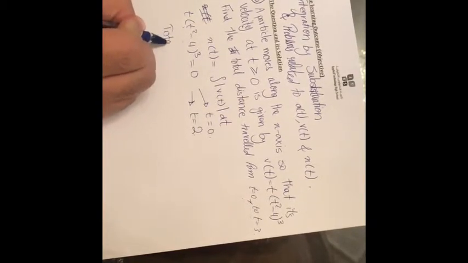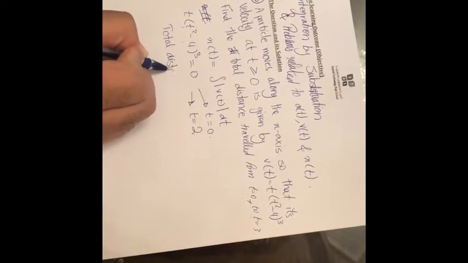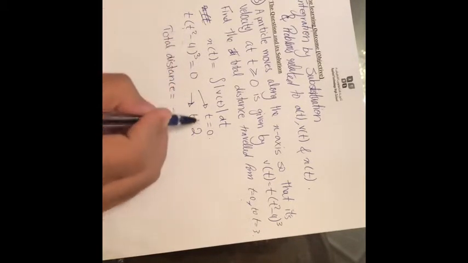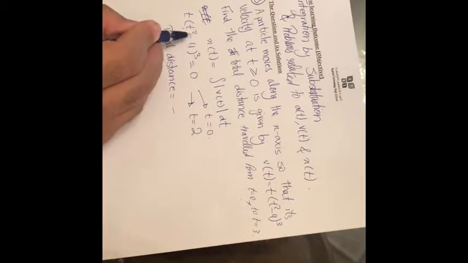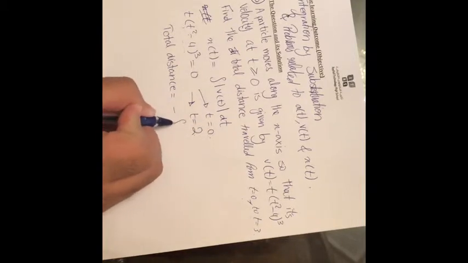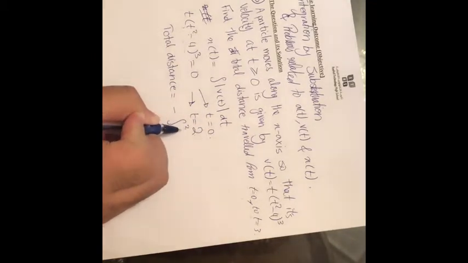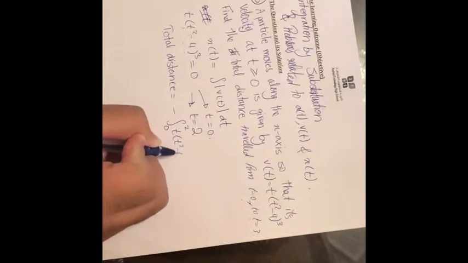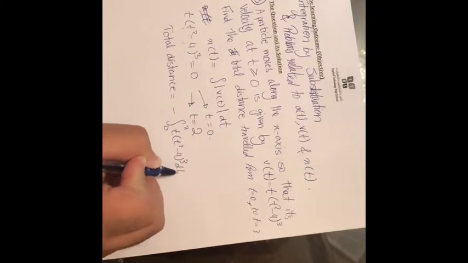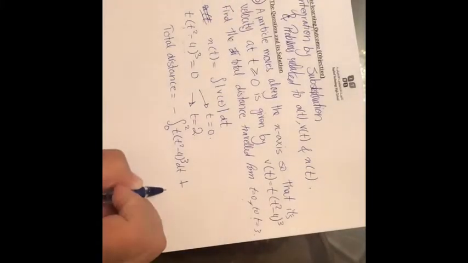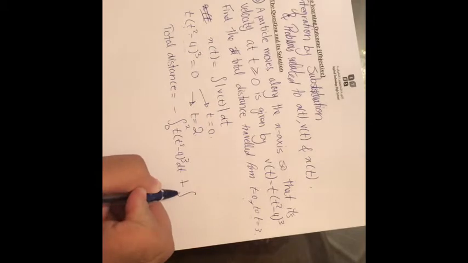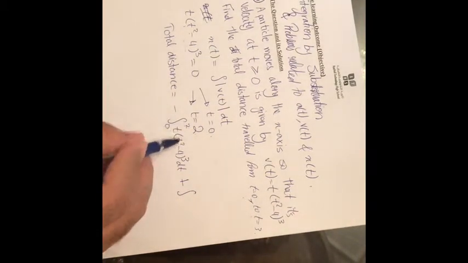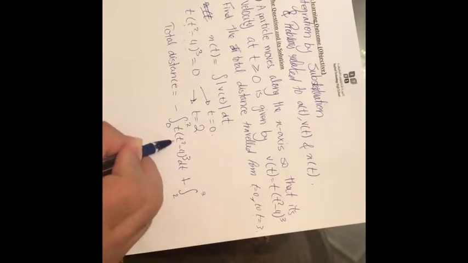So the total distance is equal to negative, since from 0 to 2 gave us a negative number when we substitute a number between them, integration from 0 to 2 of (t squared minus 4) cubed dt, plus, since from 0 to 3 we cannot write 0 to 3, we will continue from 2. So 2 to 3, the same function.